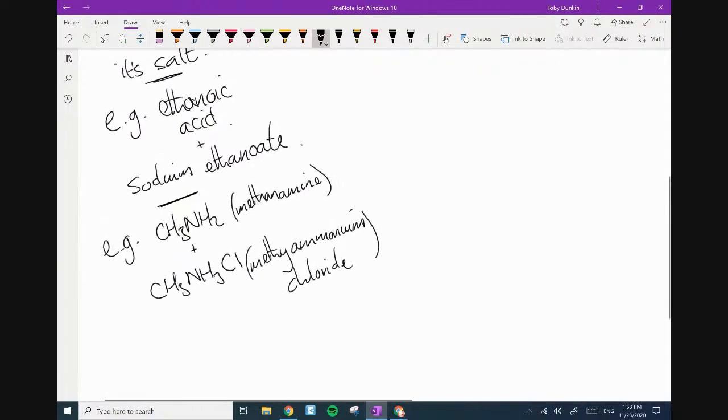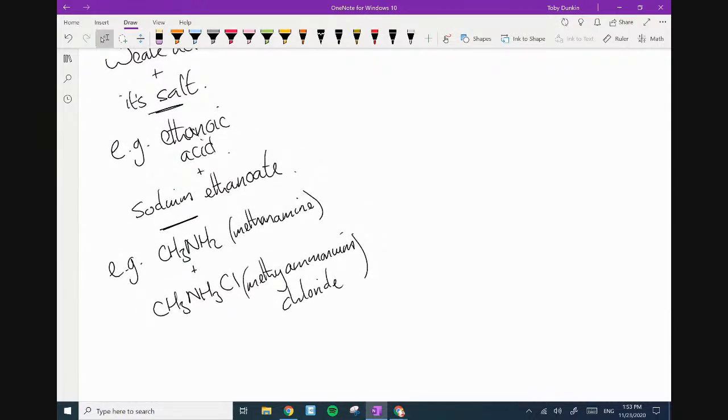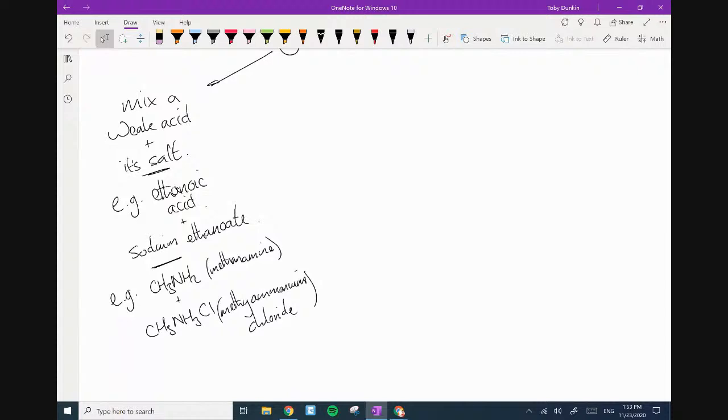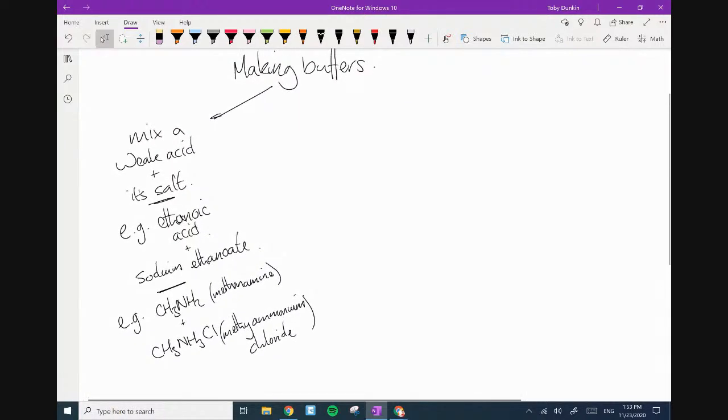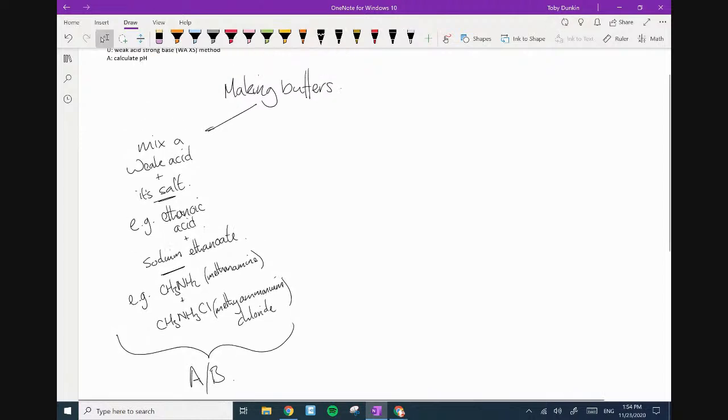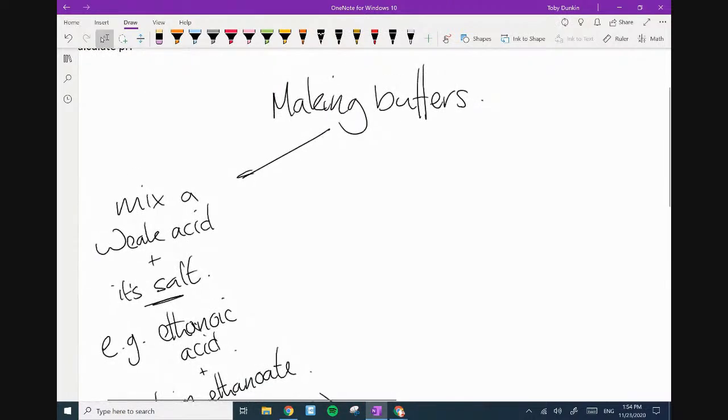So we need to make sure that we can quote them from the weak base perspective. And amines are very common because it definitely stretches students. This here is stretching you guys up to the higher levels at A2. This is pushing you to an A* level. Okay, so what's the second option?